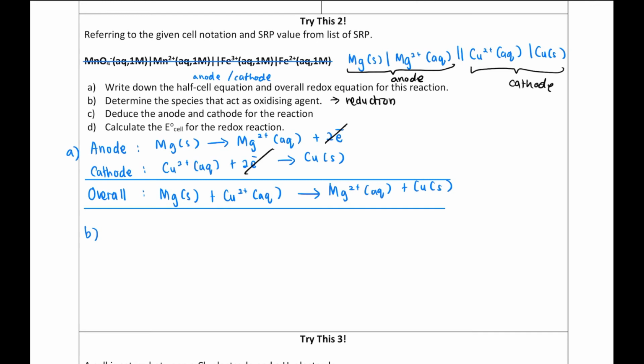So reduction berlaku di mana? Reduction occur at cathode, right? Cat kan? Okay, so occur at cathode. Alright, so maksudnya dekat sini our oxidizing agent berada di cathode.